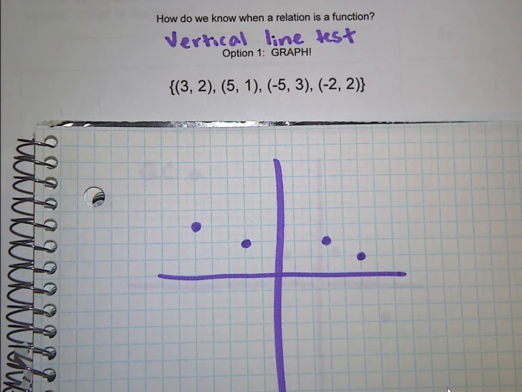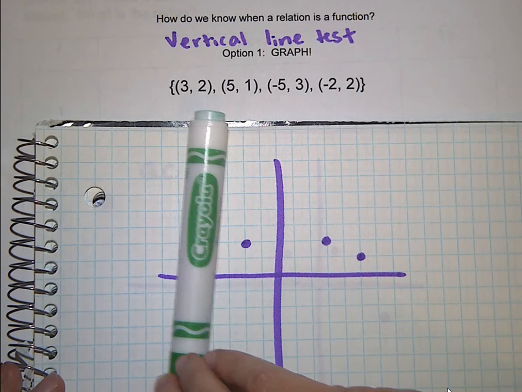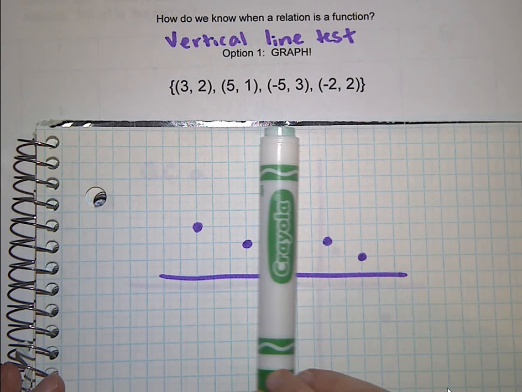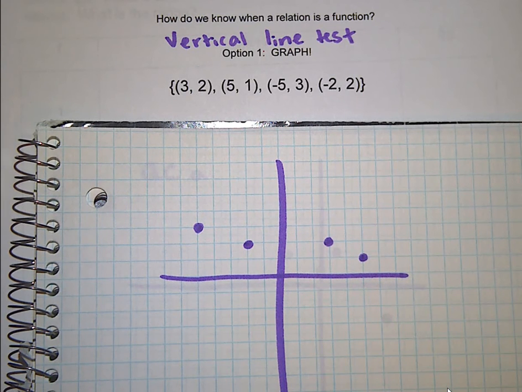So you can take your pencil and you just slide it across. And if you only hit 1 point at a time for every vertical line, remember vertical goes up and down, then you know that it's passed.